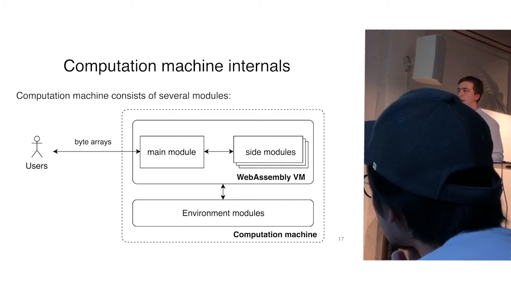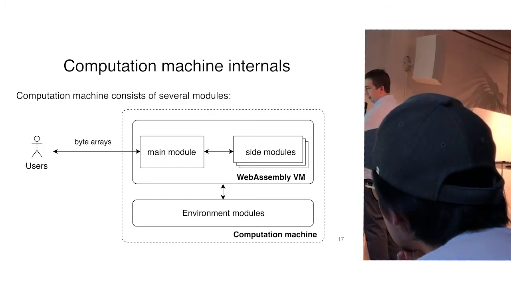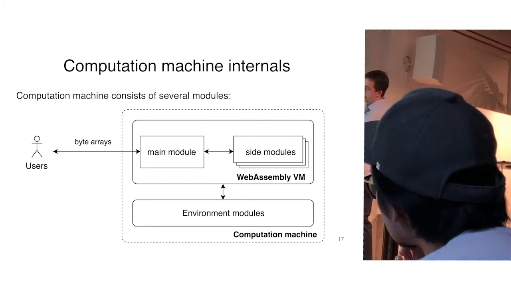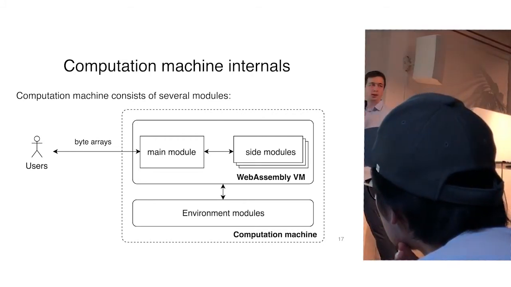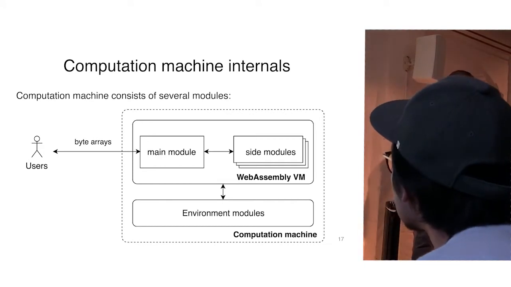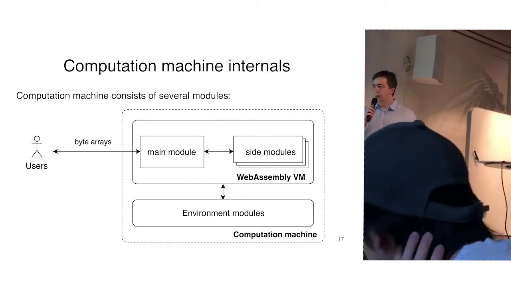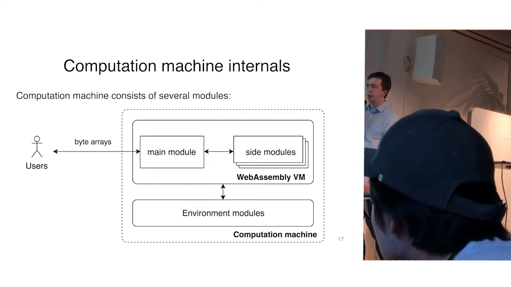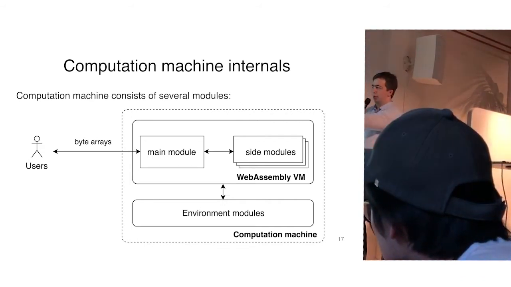Maybe the most advantageous thing in our computation machine is the multi-module architecture. Here you can see the big dotted square, and the square represents the computational machine as a whole. Here we have this square, which represents the part that is run in WebAssembly. It contains two main module types, the main module and the side modules, and all of them should be written in WebAssembly. We also have some environment modules whose main goal is to support the execution of this part. Users interact with the main module, and the main module routes requests to other modules.